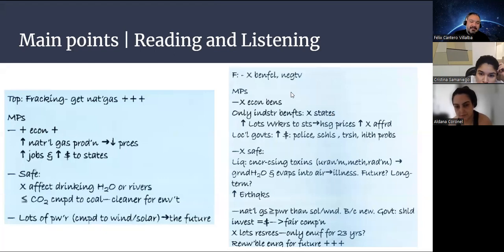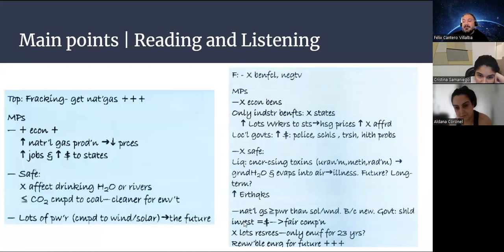Good for the economy? No, not really, only for the industry. Then the other one, the key point in the reading was that it was safe. So here she says it's not safe. And it talks about the toxins and how they go into groundwater, right? And that the pools evaporate into the air, causing illnesses. And we don't know the long-term effects of all of this. And also there is an increase in earthquakes.